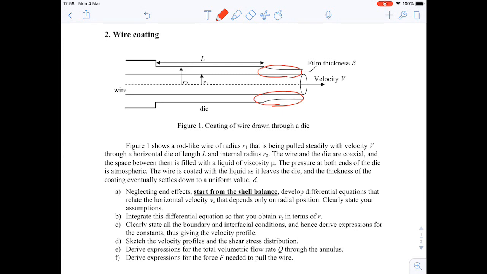Inside the die, the radius of the die is R2, and the radius of the wire itself is R1. The length of the system that we consider is this part, which is L. And at a long distance, the film should have a thickness of delta. The problem asks for the velocity profile and the flow rate of polymer being coated on the wire.